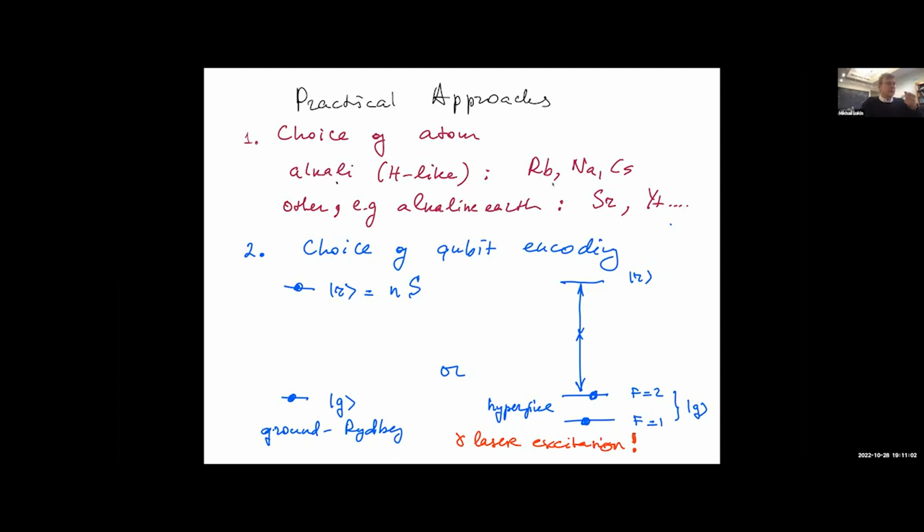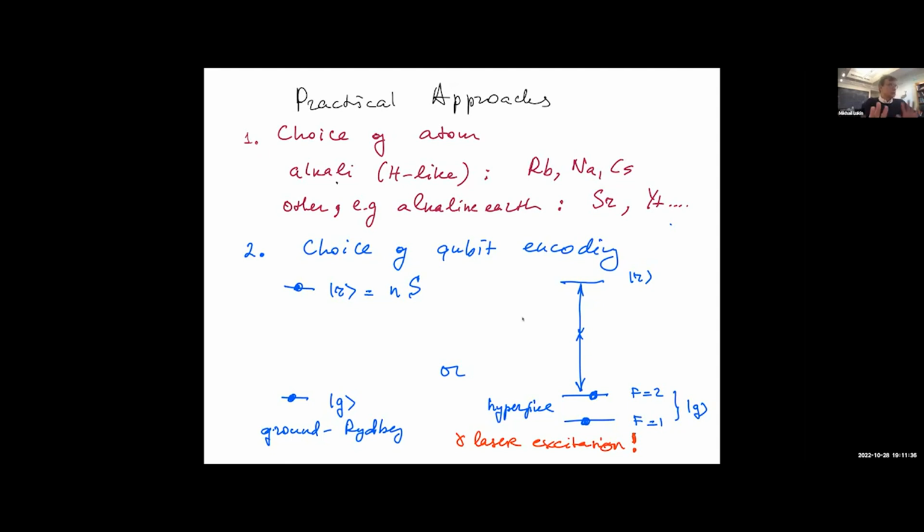Then there is also a choice of encoding. Even within a given atom, and as I said, we'll focus here on rubidium, you can either choose to encode qubits in a superposition of ground and Rydberg states, or alternatively encode the qubit in hyperfine states, basically spin states of atoms. The advantage here is that the spin states of atoms are basically non-interacting. They have very long lifetimes, and only when you need them to interact to execute the gate would you excite this atom into the Rydberg state. In what follows, I will show you two examples involving both of these approaches.